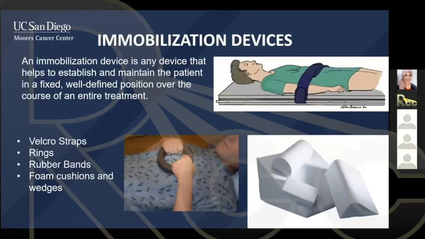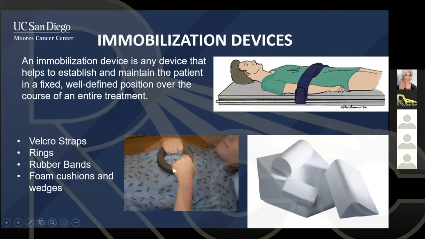Mobilization devices. A mobilization device is any device that helps to establish and maintain the patient in a fixed, well-defined position over the course of an entire treatment. We have a few devices that can help with that. Velcro straps help the patient keep their arms on the treatment table if they can't do so themselves.